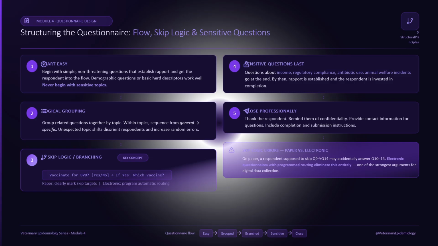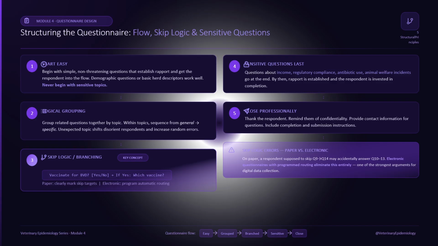Save sensitive questions for last. Income, regulatory compliance, antibiotic use, welfare incidents. Once trust is established and the respondent is invested in finishing. This is the funnel approach. Broad to specific, easy to sensitive, and close professionally. Thank the respondent, remind them of confidentiality, and provide contact information.